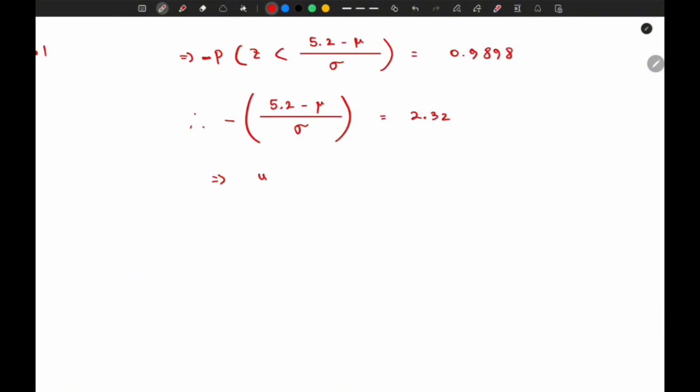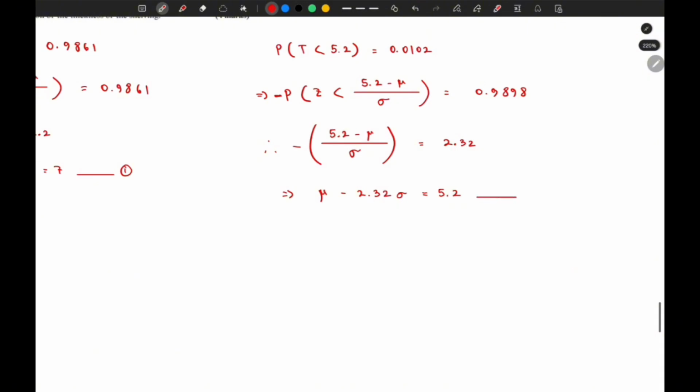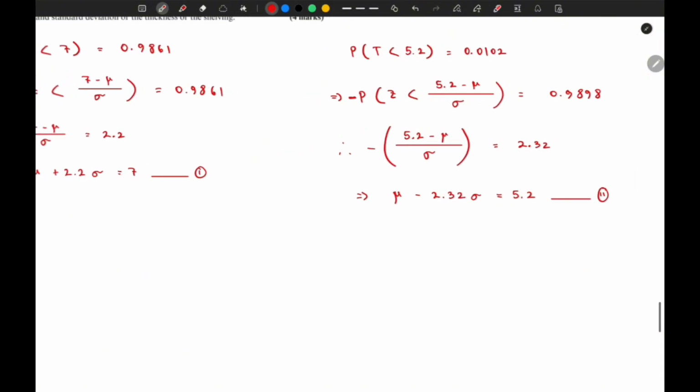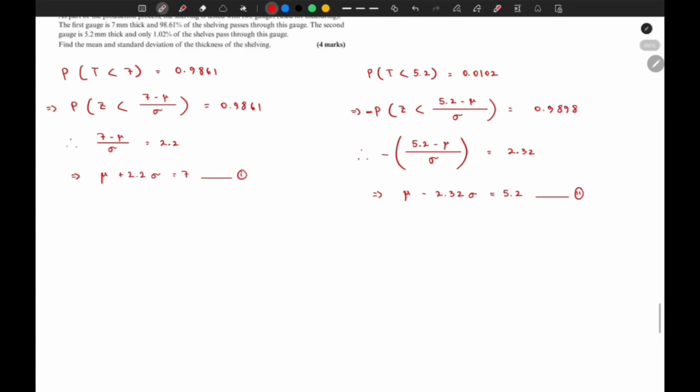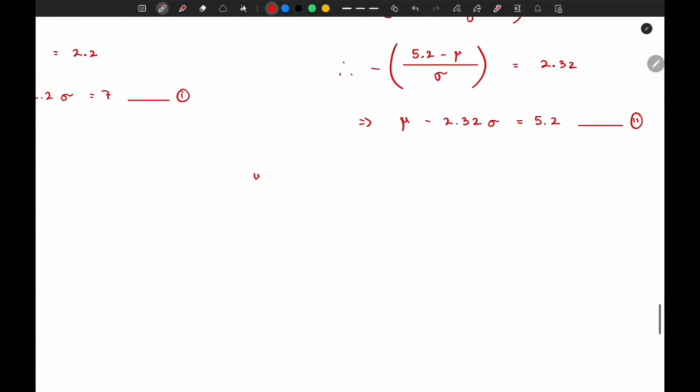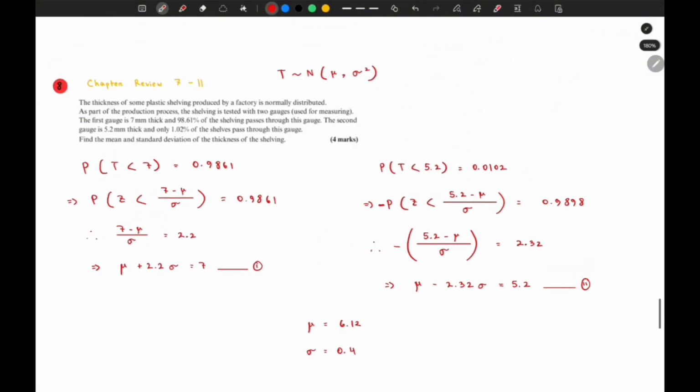So this can be rewritten as mu minus 2.32 standard deviation is equal to 5.2. Now if we solve these two equations, we will get our value for mu and standard deviation. So the value of mu is 6.12, and the value for standard deviation is around 0.4. So that is it for this question.